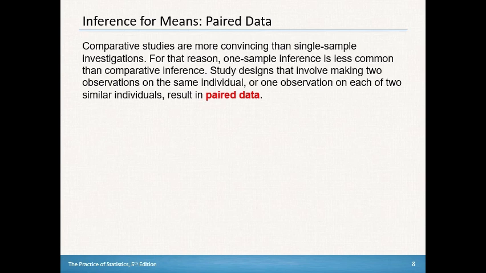All right, let's move on now to using paired data. Comparative studies are more convincing than single sample investigations. So for that reason, one sample inference is less common than comparative inference. We're going to get into that more in a later chapter, but for now we're going to talk about paired data. Study designs that involve making two observations on the same individual, or one observation on each of two similar individuals. This is paired data.